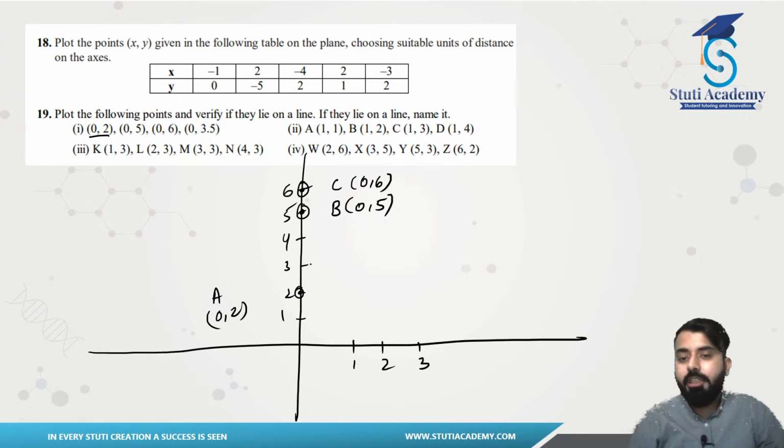And lastly we have 0 comma 3.5. So 0 is right here, and 3.5 should be in the middle. Let's say this is the point D, which will be 3.5, right? So it should be here. Now guys, see, I have to name this line. So this should be what?